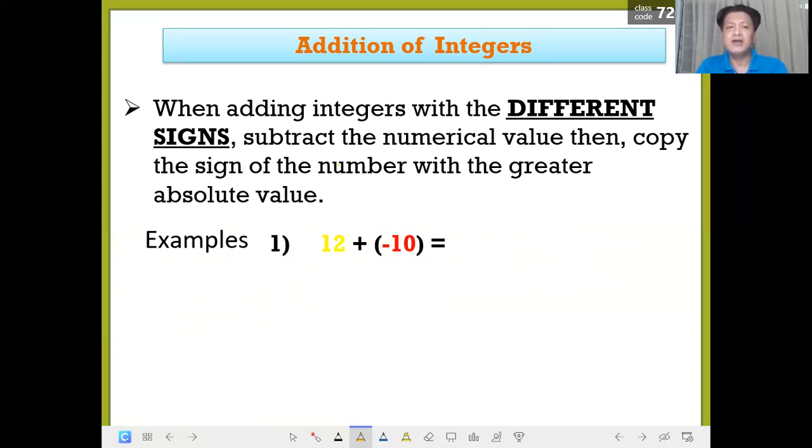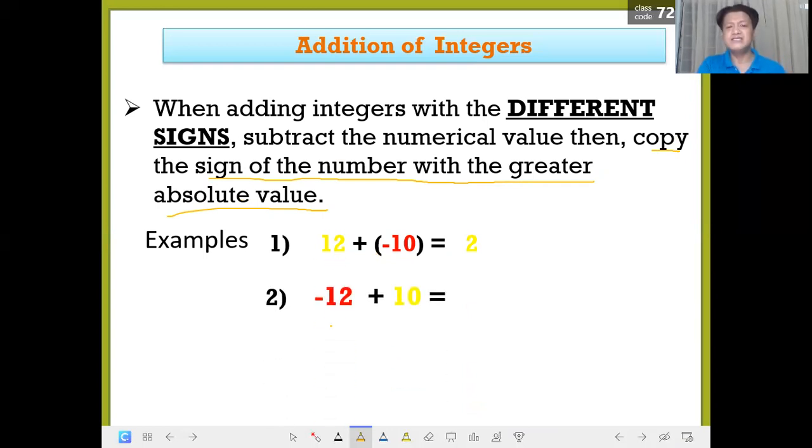Yun yung sinasabi dito na copy the sign of the integer with greater absolute value. Sino bang mas malaki yung absolute value? Is it 12 or negative 10? So that is positive. Kasi nga, di ba? Absolute value of 12 is 12. Absolute value of negative 10 is 10. Mas malaki si 12. Kaya nga, copy the sign of the greater absolute value.